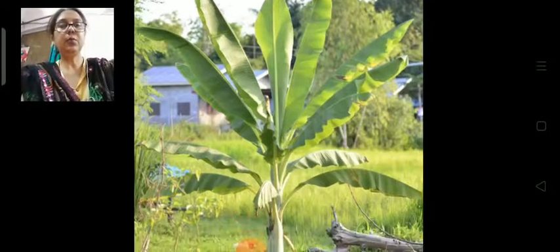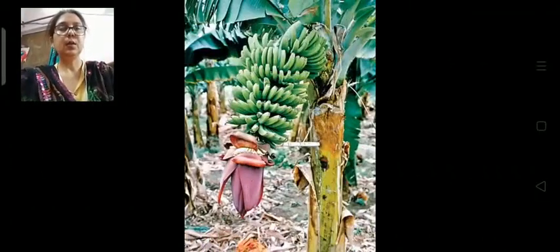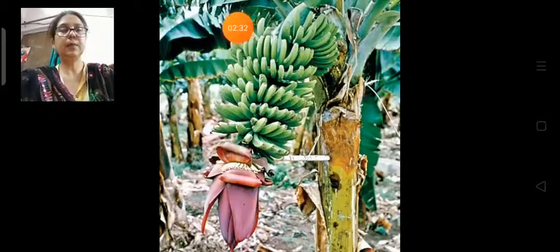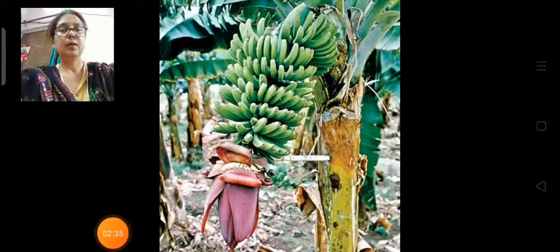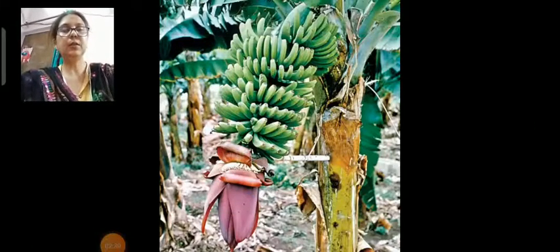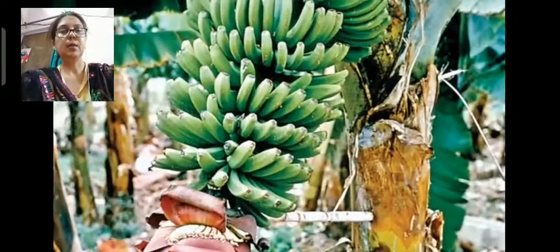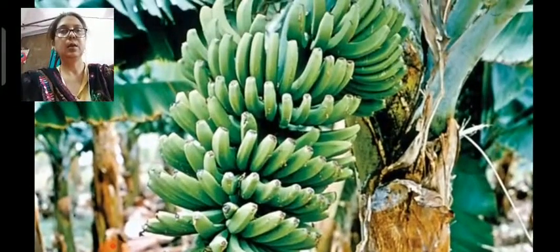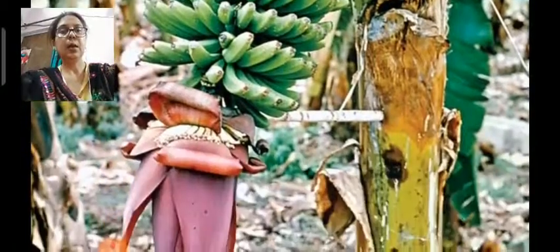Now children, I am going to show you its fruit, and here you can see its fruit. Okay, and its flower.